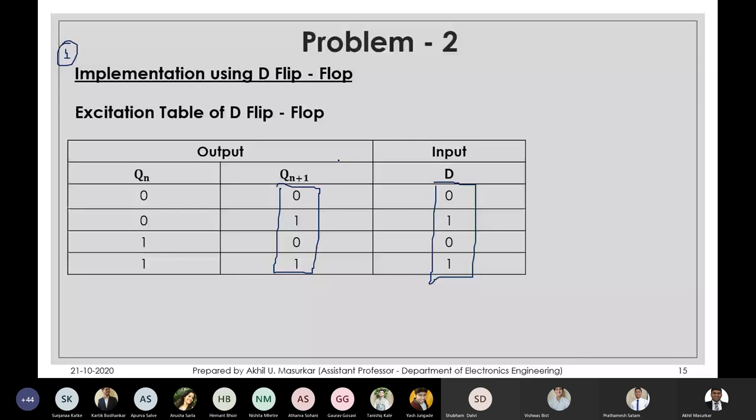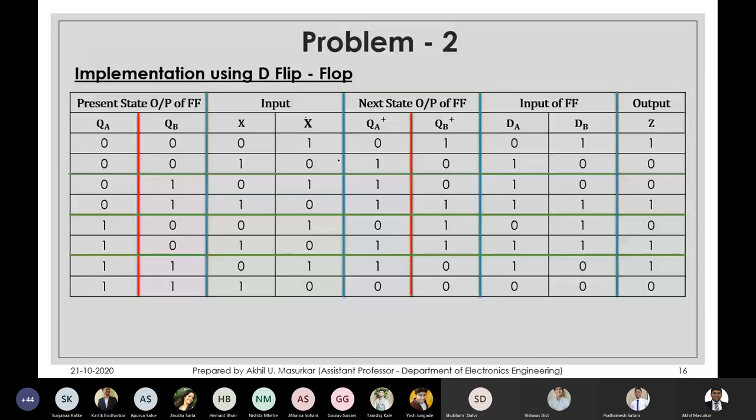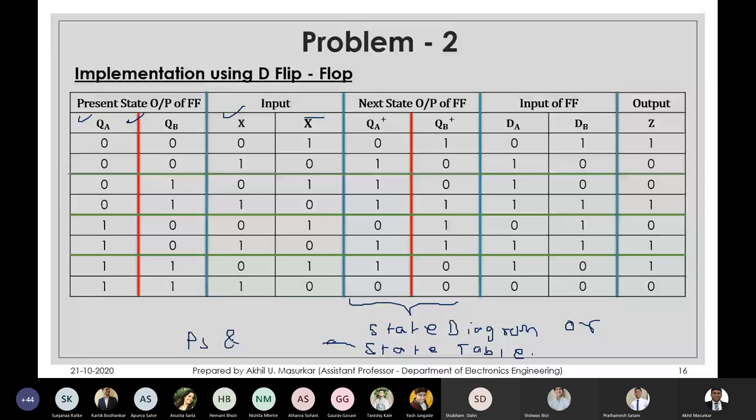And I am interested in actually the next slide. That is going to be this one. So here you can see we have QA, QB, we have X. X bar is just for formality. This is coming from the state diagram. You can draw it from the state diagram or you can draw this from the state table. So the state table has got present state and next state. So for a certain present state combination 0, 0, when x is equal to 0, what is the next state? You can easily write that.